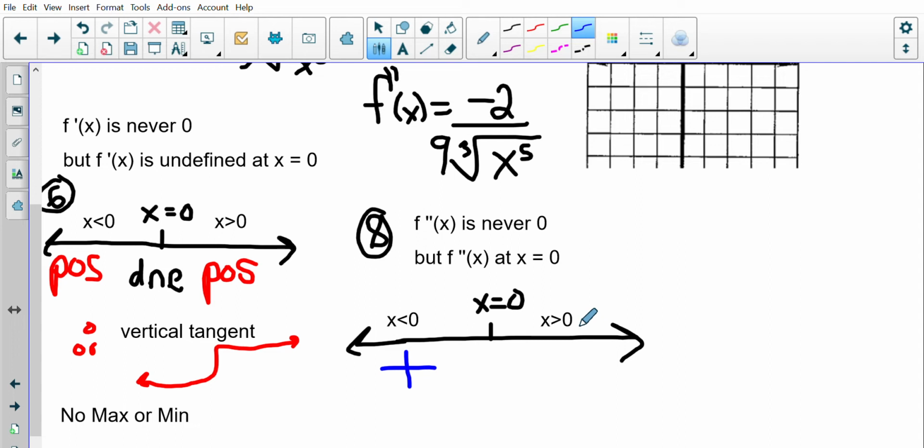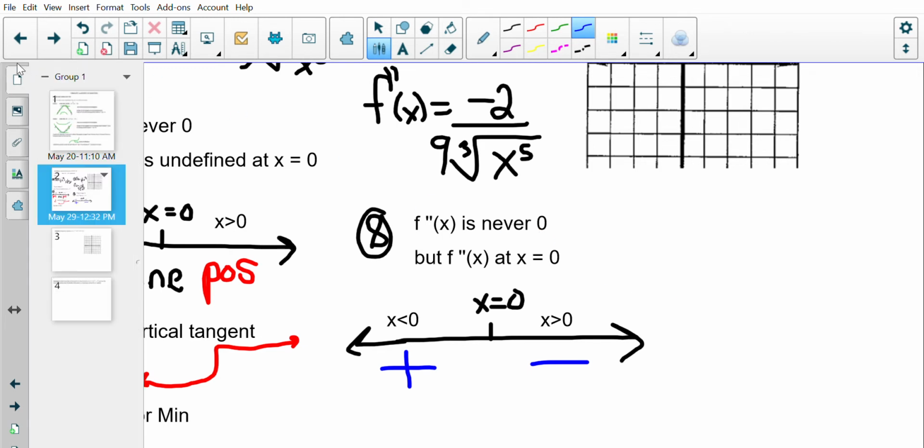Now, x is greater than 0. So I'll try like 1. Well, 1 to the power of 5 is just 1. Take the third root of 1, just 1. Times by 9, 9. Positive number. A negative in the numerator, positive in the denominator, means that for x greater than 0, in that interval, our second derivative is negative.